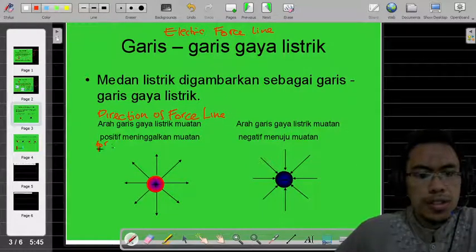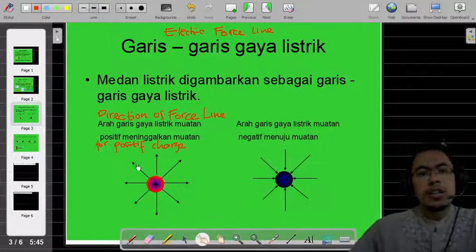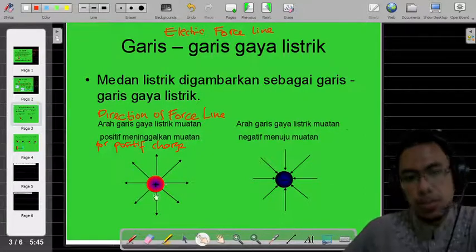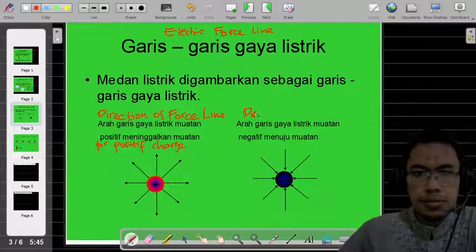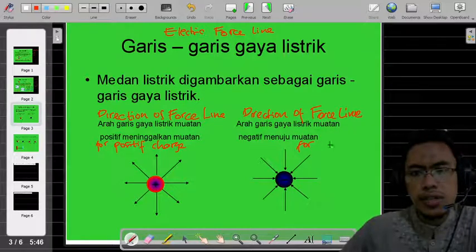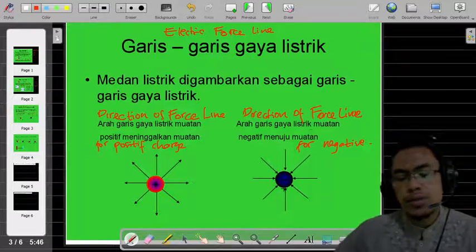For the direction of force line for positive charge, you can see, if we have a proton here, then the direction of force will be out, the direction will leave the charge. Meanwhile, this is the direction of force line for negative charge. This is the electron, so the force line will go into the charge.